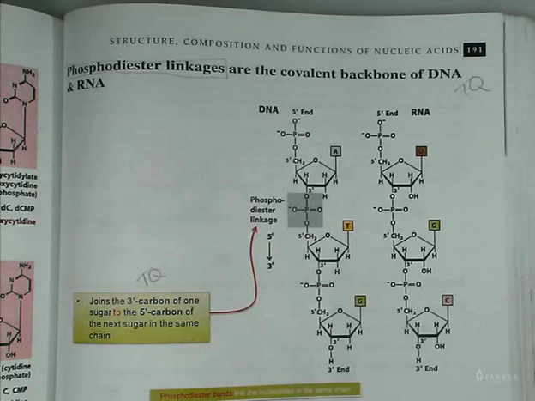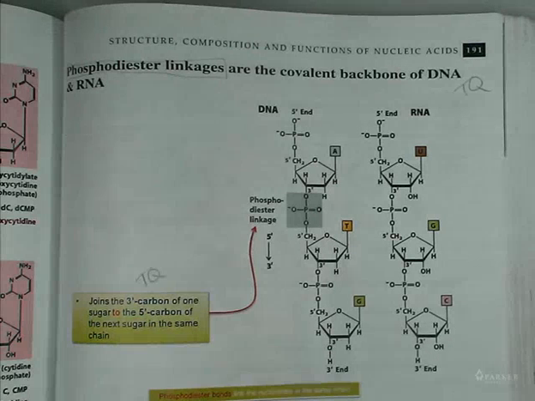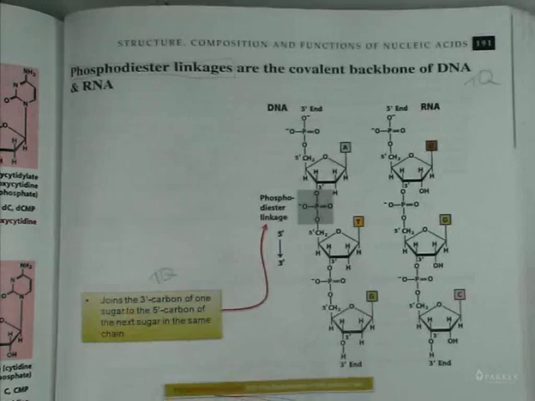What makes the bonds for proteins? What types of bonds? Peptide bonds, right? This is the equivalent of peptide bonds, but for nucleic acids. Phosphodiester. So a phosphate group with two ester linkages on it.